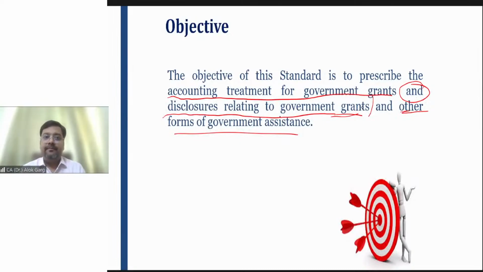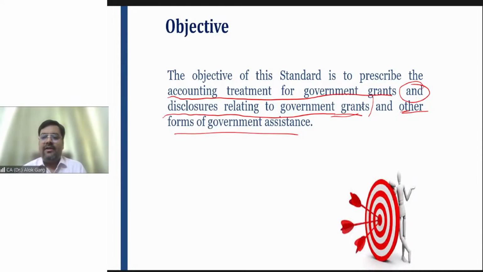Second example, just to promote the company in the rural areas, right? Government has constructed the road from the urban area, I mean to say from the main city to the vicinity of these factories, to the vicinity of the entity's plant. Government has constructed the road.